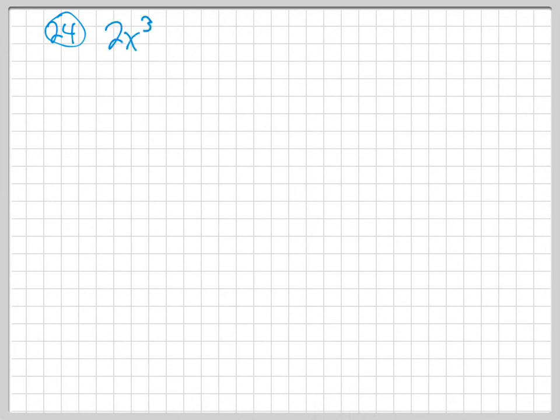2x cubed. The original question had z's, but I'm just going to make it x's because my z's end up looking like 2's. All right, so first step. Take out the GCF, right? Is there something they both have in common? Some number that goes into 2 and 72?